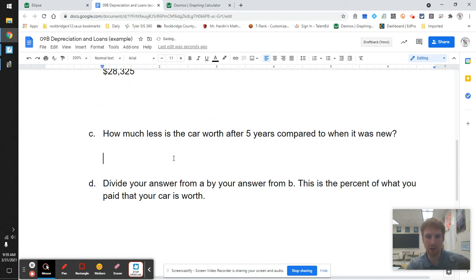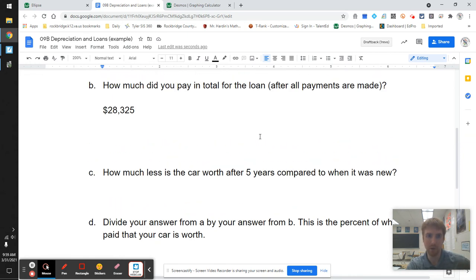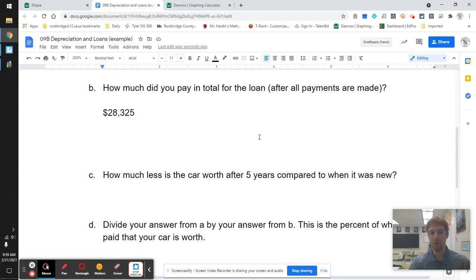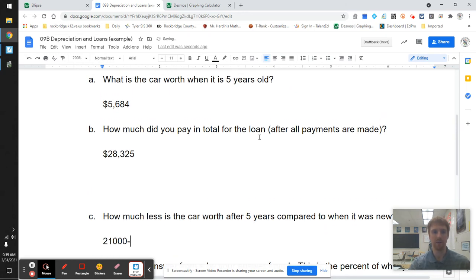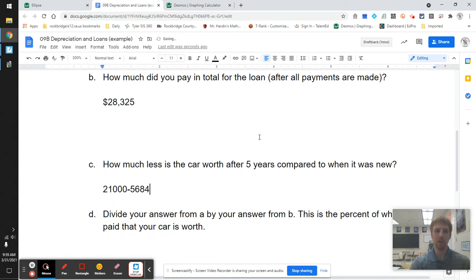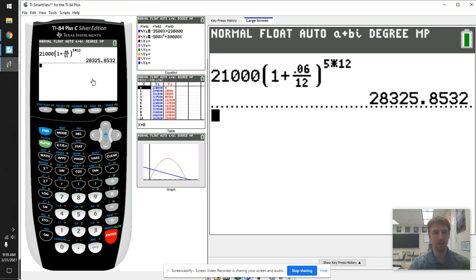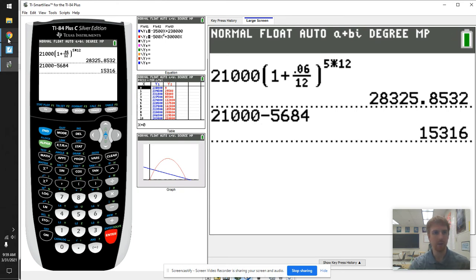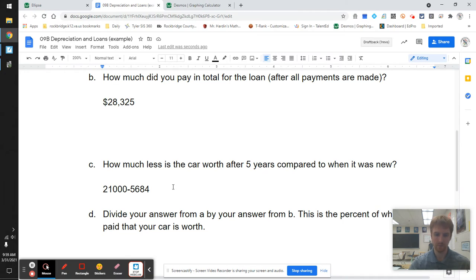How much less is the car worth after 5 years compared to when it was new? Okay, well, when it was new, it was worth $21,000. Now it's worth $5,684. That's a difference of $15,316. Right. The vehicle lost $15,316 in value. That's a lot.